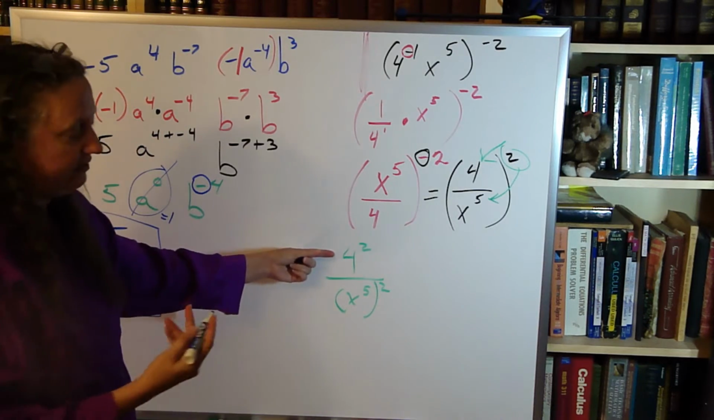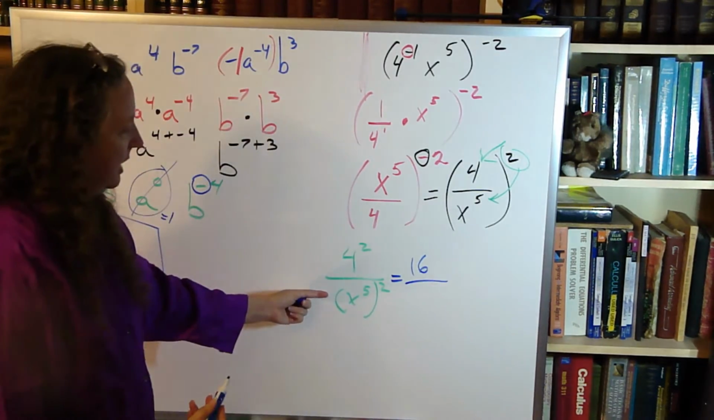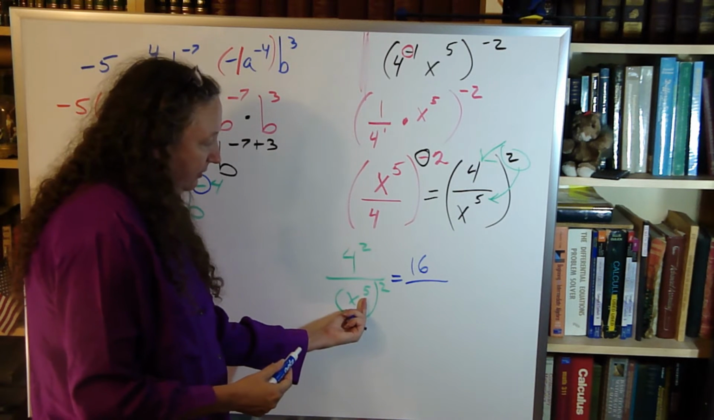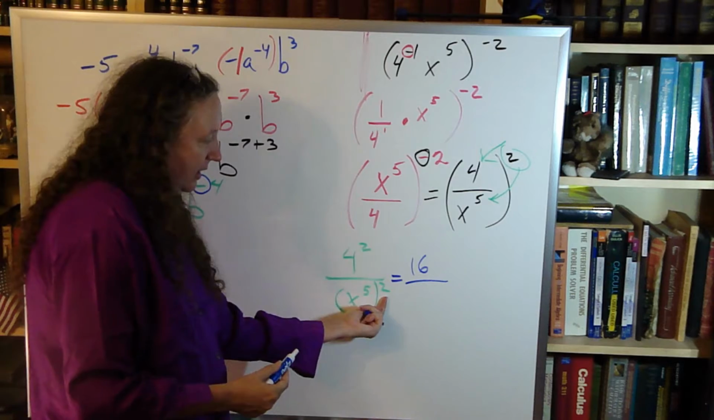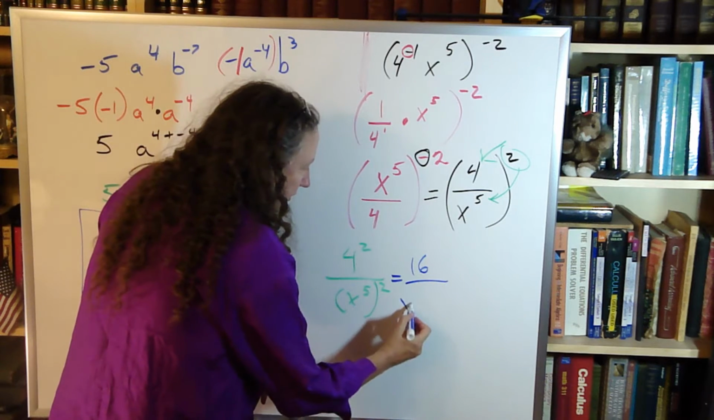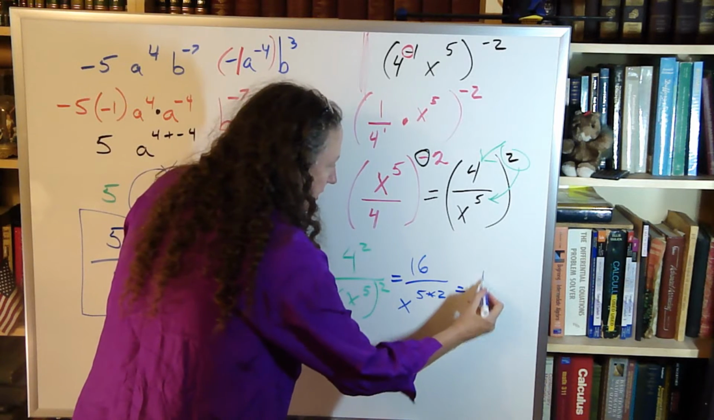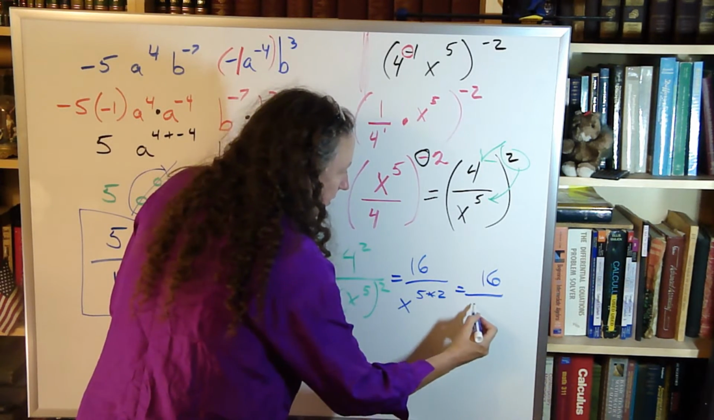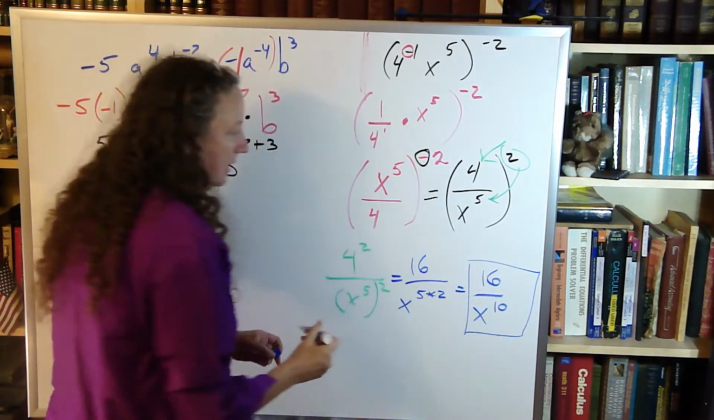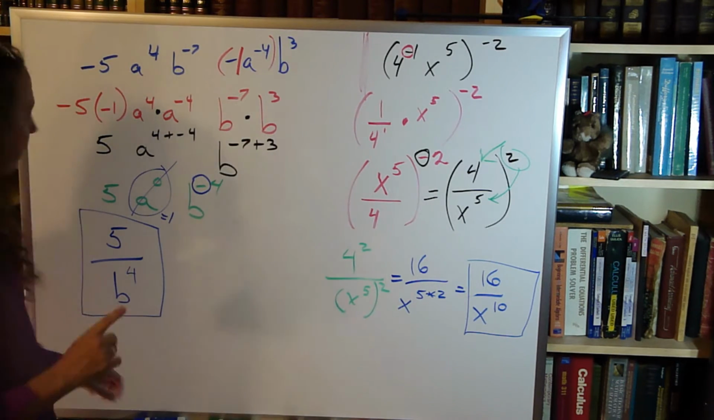The 4 squared, that's easy enough, that's 16. Over x to the 5 raised to the 2. So I have my exponent, parentheses, squared. So I'm going to multiply my exponents. So that is x to the 5 times 2. Gives me 16 over x to the 10. And there is my answer. So that was method 1. Let's look at a second method.